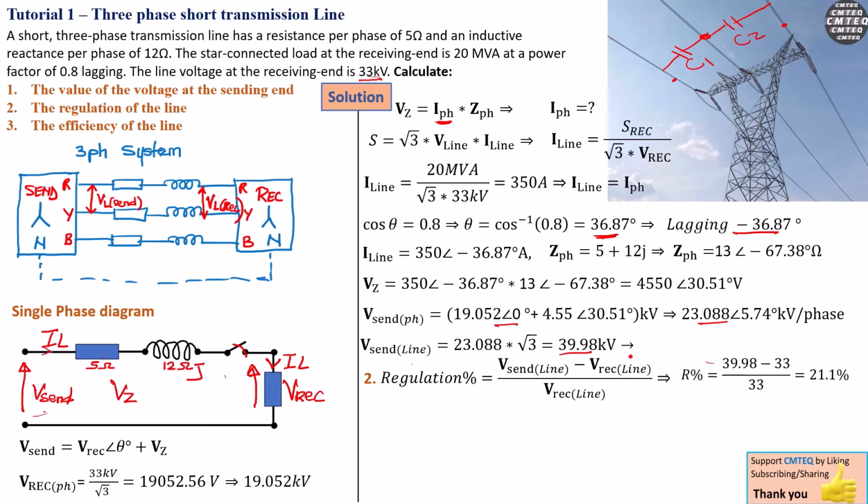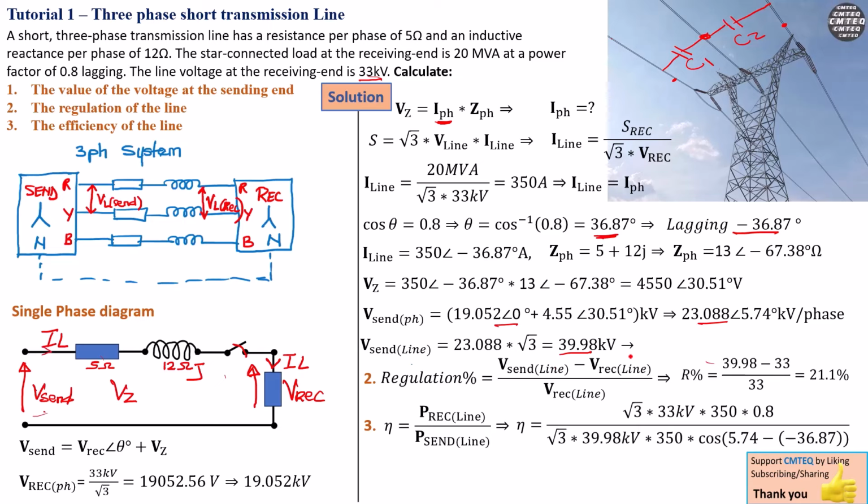Now the last question in our problem here is the efficiency of the line. Now this is very simple. As we all know, efficiency is just dividing the receiving power by the sending power. So that means P receive divided by P sending. That will give us our efficiency, and we must use line parameters to do that. So we get the square root of 3 times 33 kilovolt times the magnitude of the current, 350, times the power factor, which is 0.8. So that is what we have at the receiving end.